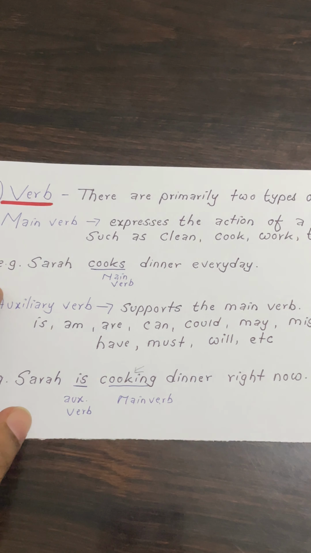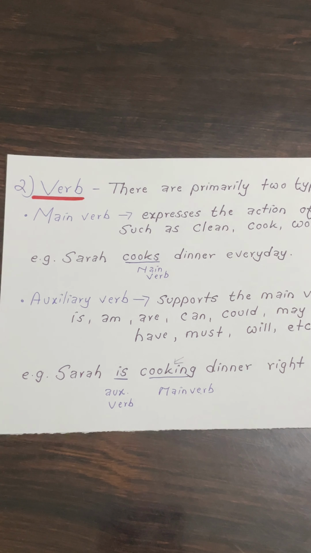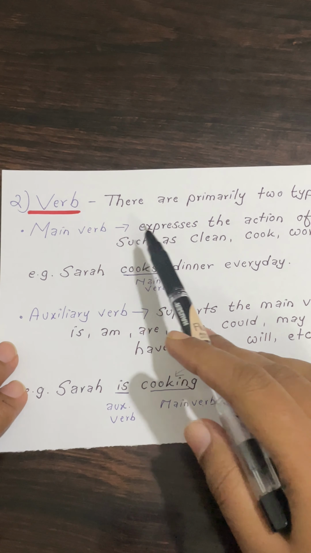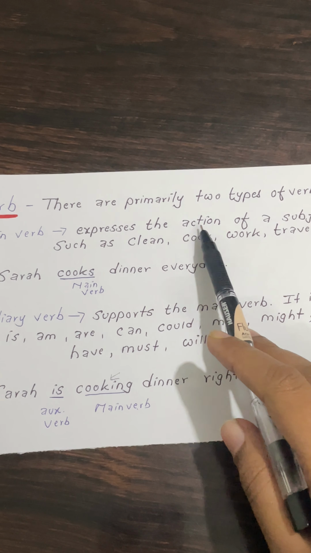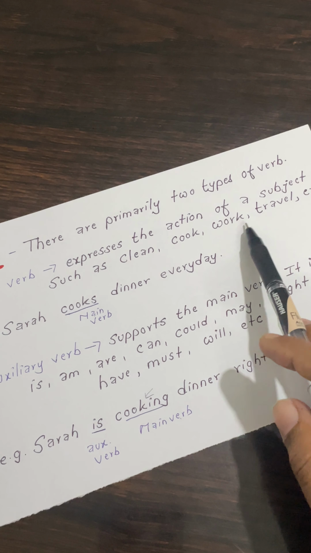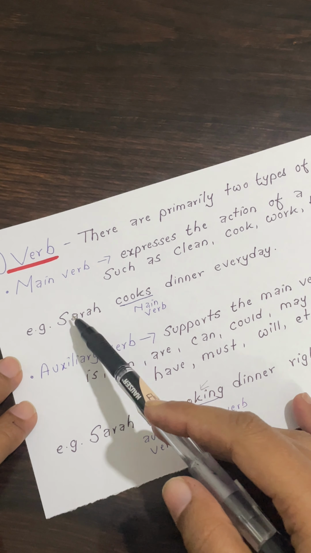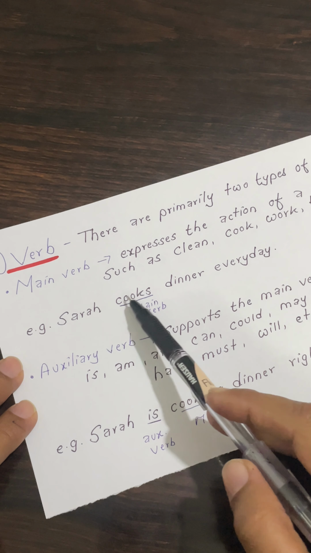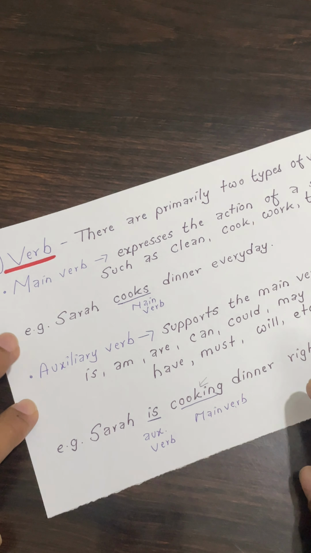The next word form we have is verb. There are primarily 2 types of verbs: main verb that expresses the action of a subject such as clean, cook, work, travel. For example, Sarah cooks dinner every day. Sarah is a subject and cooks is a main verb.